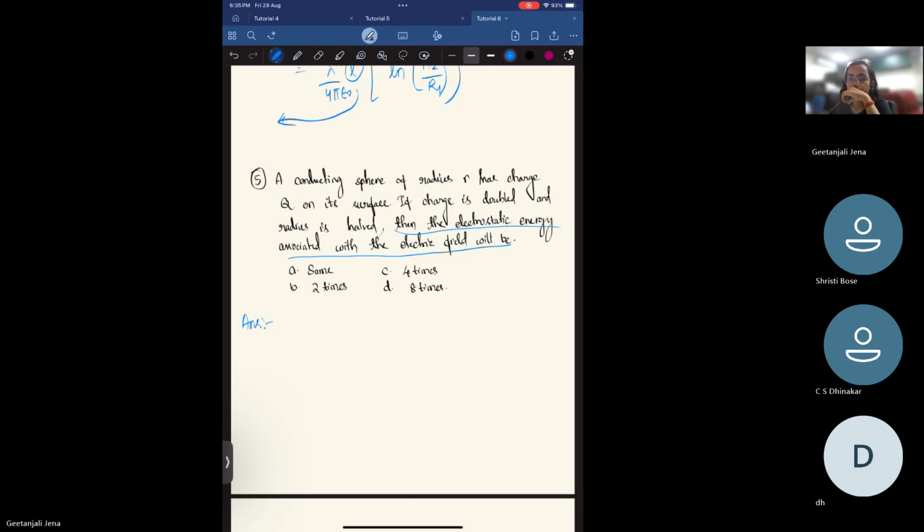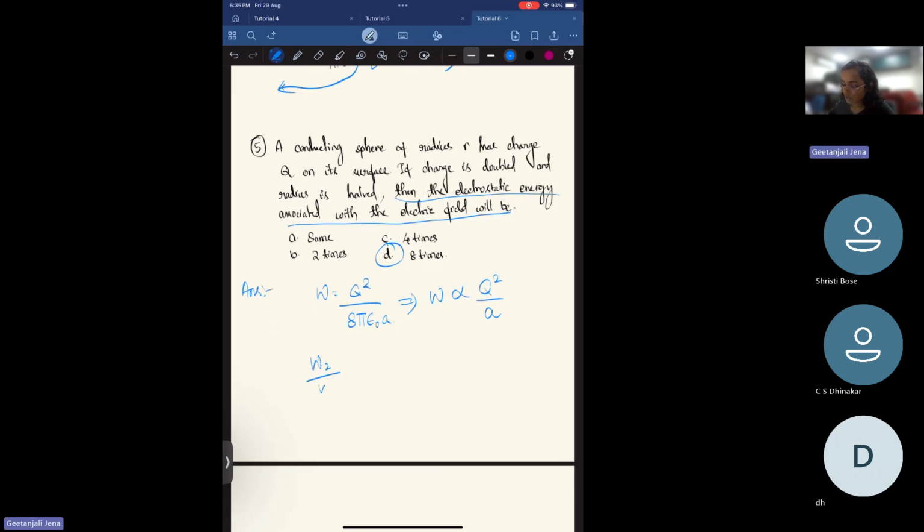Option D. Yes, you are correct. It's a conducting sphere, so the charge is residing at the surface. That means you can use the formula for electrostatic energy for a spherical shell, which is q square by 8 pi epsilon naught a. You can see the electrostatic energy is directly proportional to q square and inversely proportional to a.